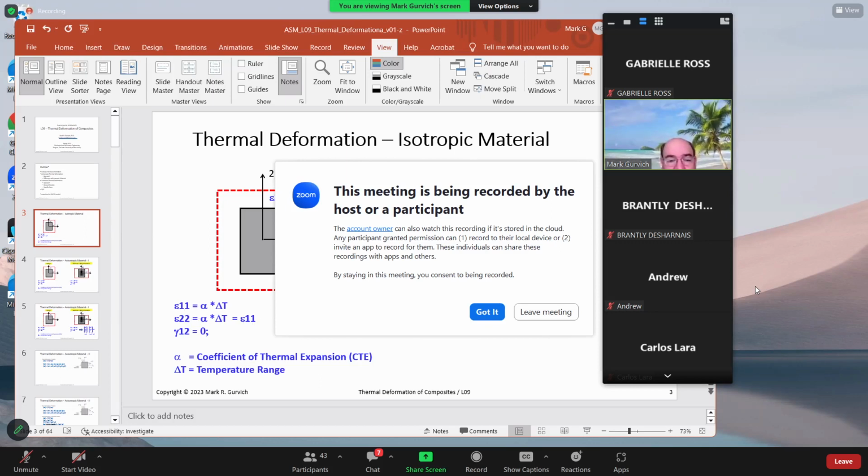It's not the end of the story, because another important consideration is, if you have a body and there is unrestricted expansion, there is no change of shape. So the shape is practically the same. Geometry will change, it becomes bigger or smaller depending on delta T, but there's no angular deformation, if there are no other restrictions, of course. So what I put here is that gamma sub 1,2 is equal to 0.